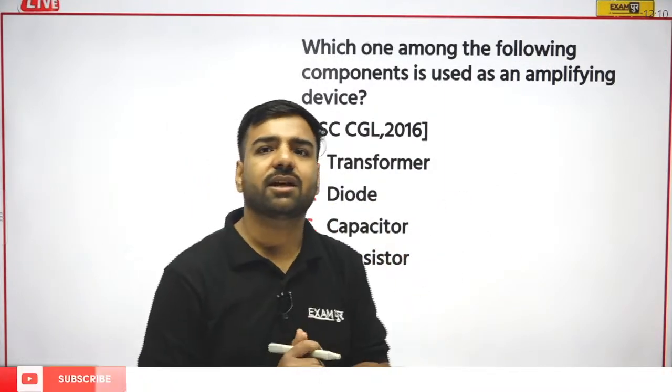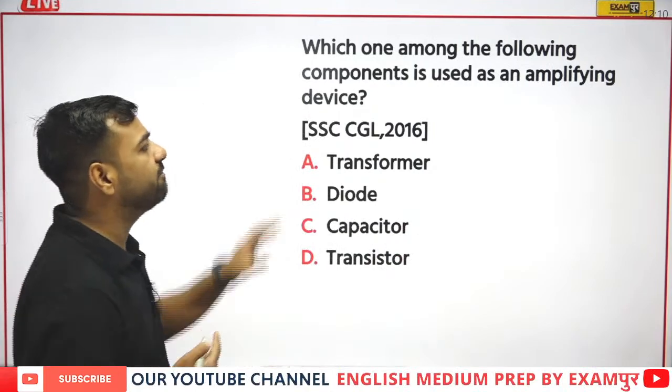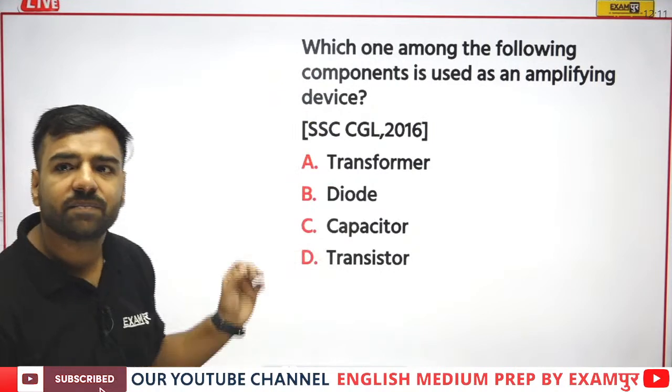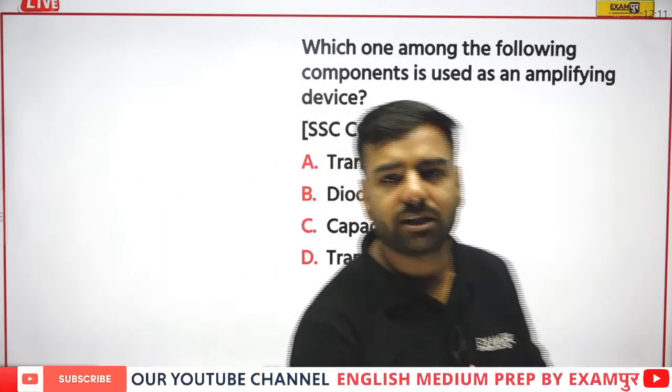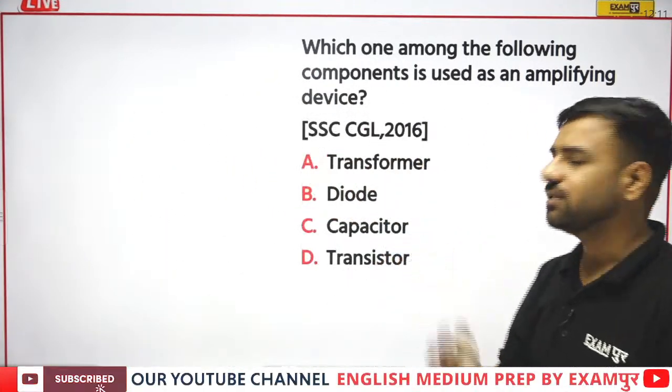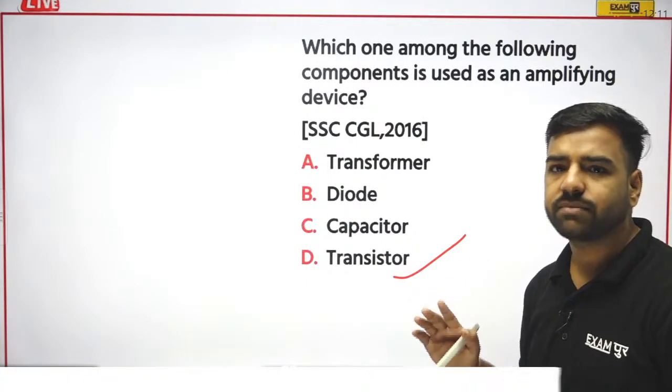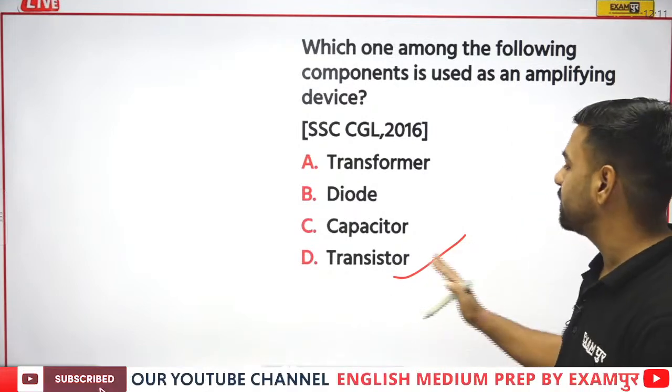So yes, the component which is actually used as an amplifying device is what? Is it a transformer, diode, capacitor or transistor? So here, if you are not aware of the answer, let me tell you, Avan, Jeevita and others, transistor is going to be the correct answer. Please remember, again I am saying, as an amplifying device, we are using a transistor.